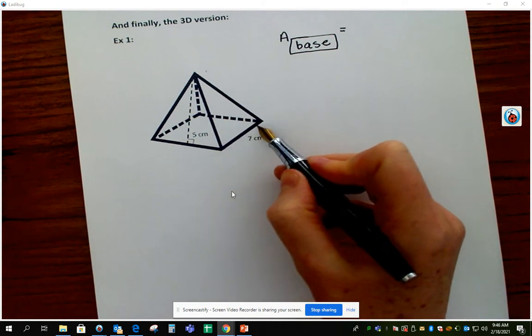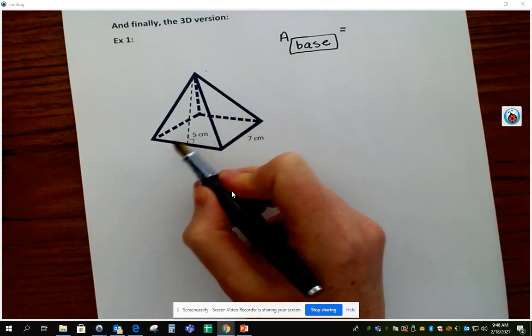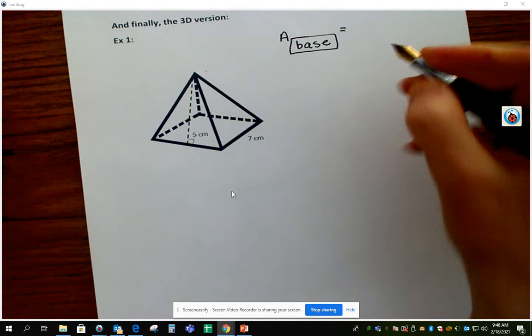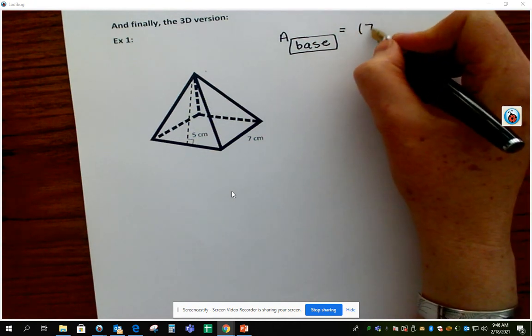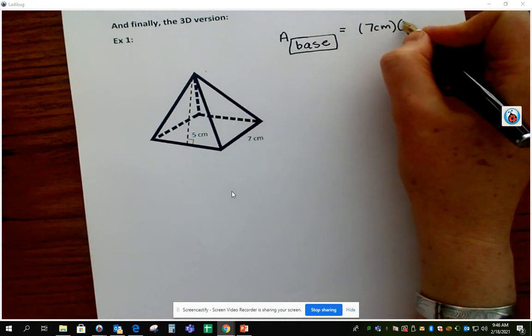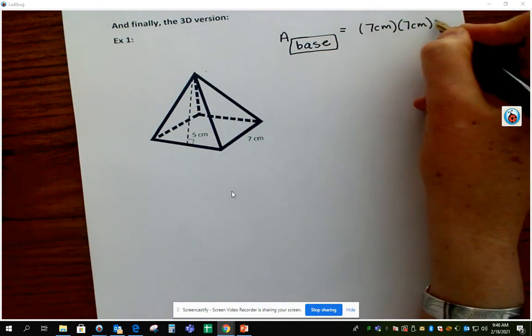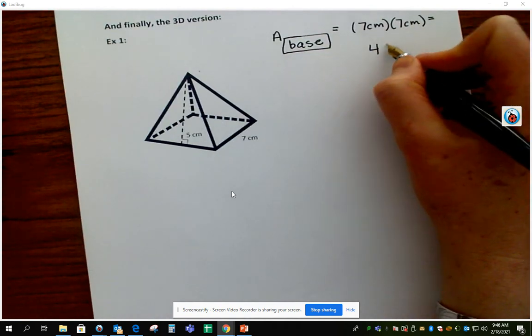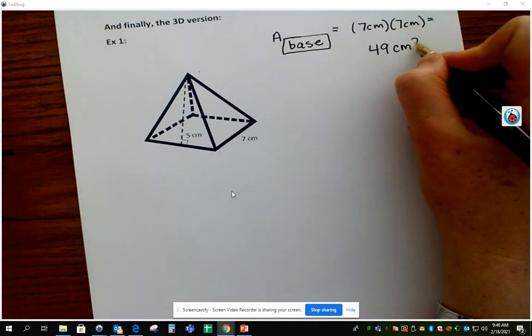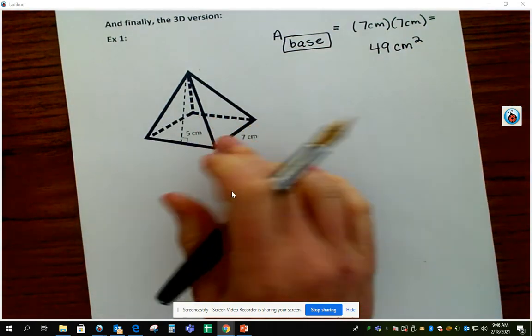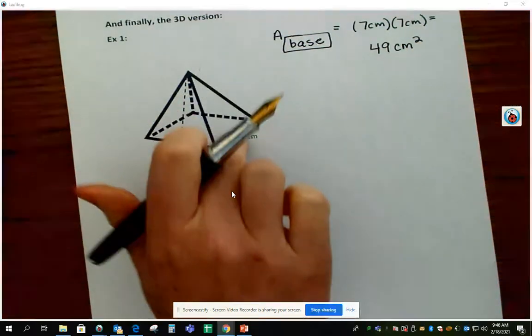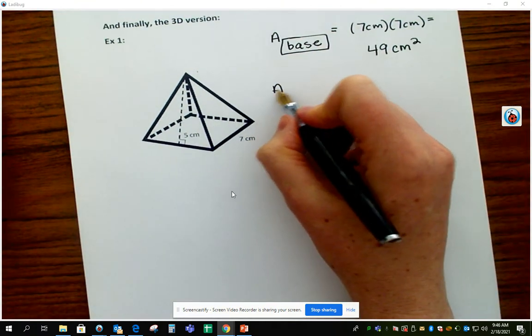And it says 7, and there's no other markings, so it must be 7 by 7 square. So 7 centimeters times 7 centimeters, which means it's going to be 49 centimeters squared. So that's the area of the base. And then all these triangular sides are the same. So let's find the area of one of those.